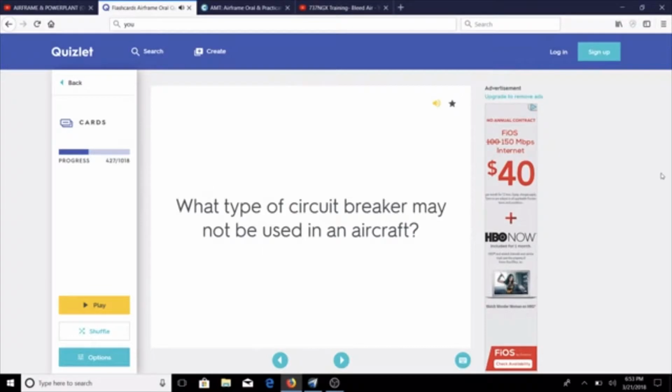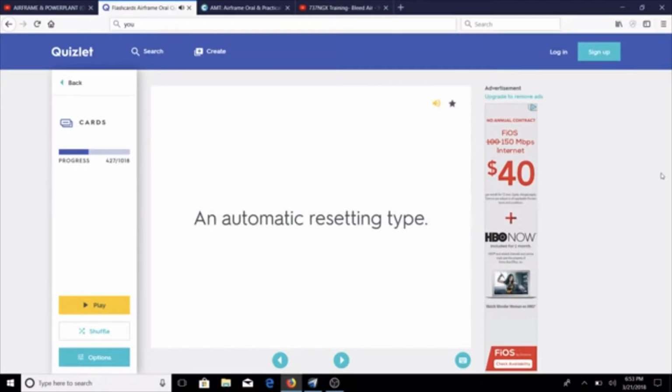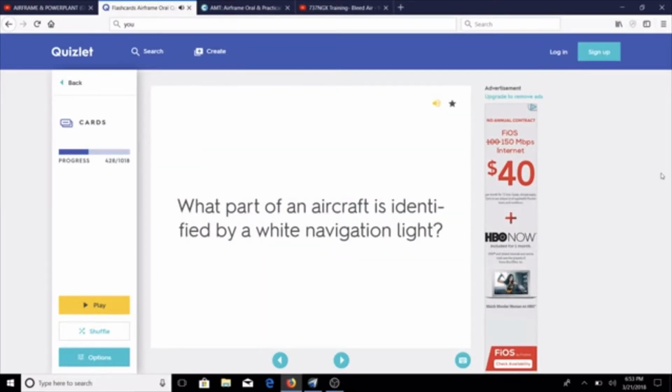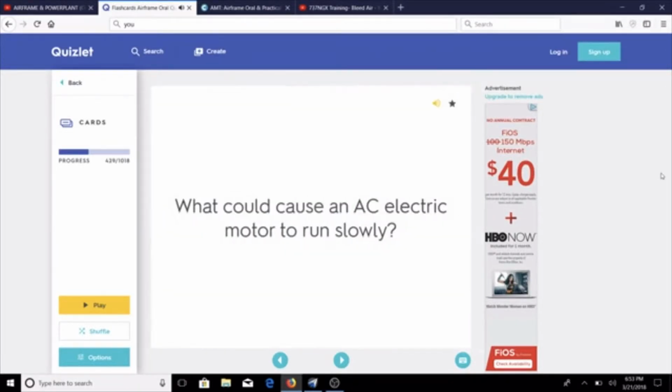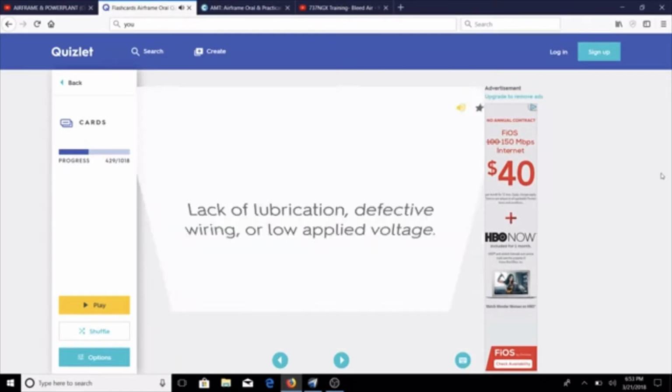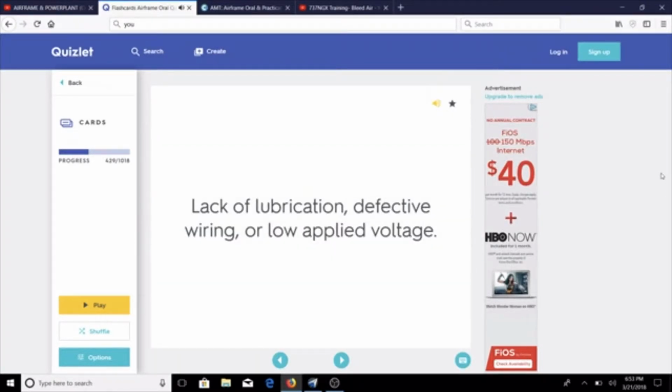What type of circuit breaker may not be used in an aircraft? An automatic resetting type. What part of an aircraft is identified by a white navigation light? The tail. What could cause an AC electric motor to run slowly? Lack of lubrication, defective wiring, or low applied voltage.